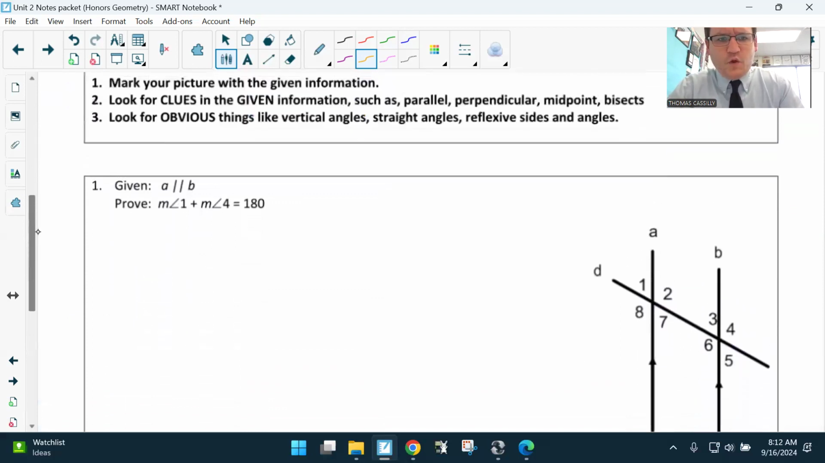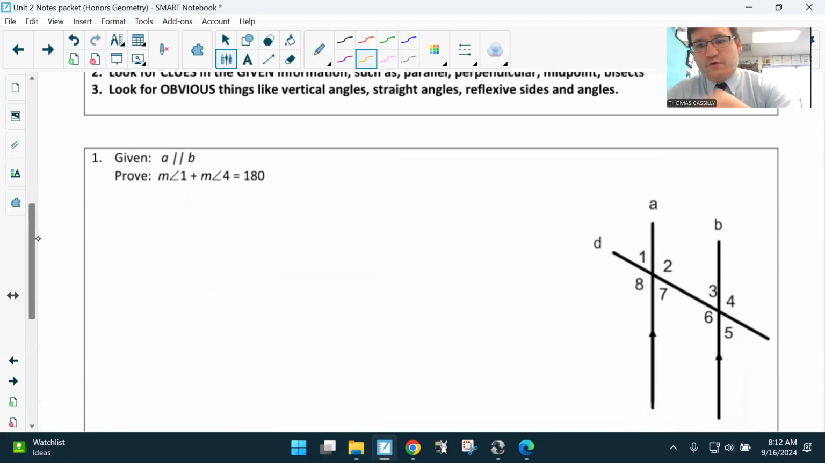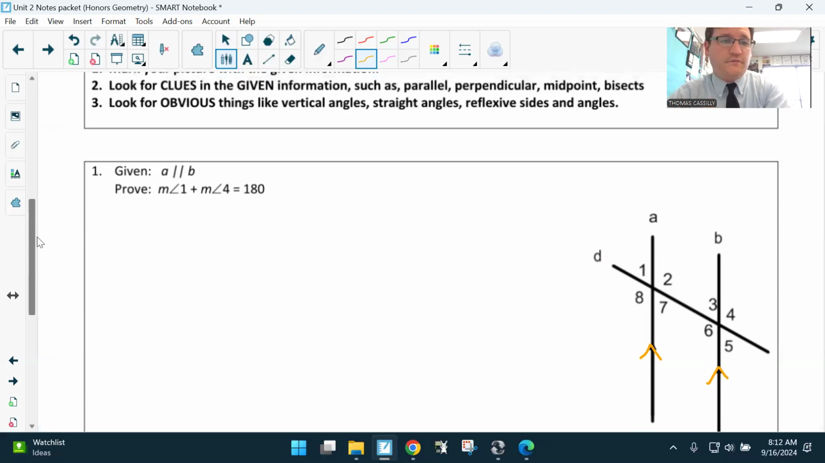So when we prove stuff, we should mark our picture with all the information that we know. They're going to tell us a few things. If you look at this first one, they tell us line A and line B are parallel. So I'm going to mark this picture. We already have those arrows, but I'm going to make it extra obvious and put some arrows on there. That is how we tell the reader, and remind ourselves, that A and B are parallel lines.